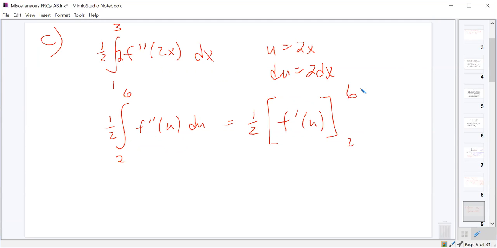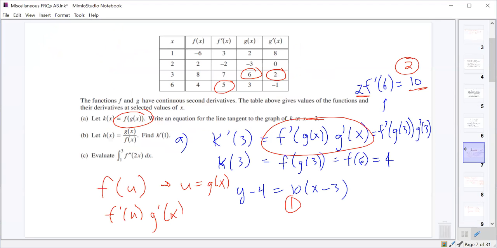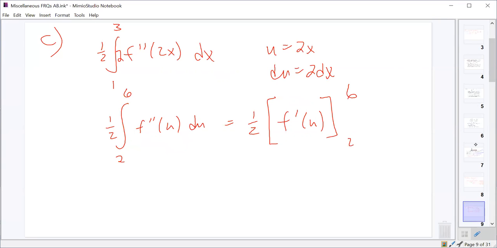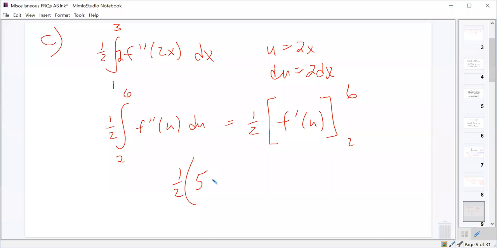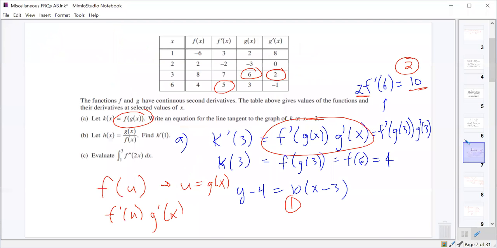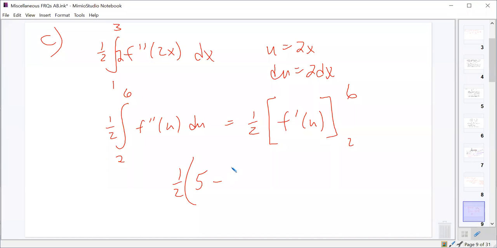And so that ought to give us 1/2 of f prime of u evaluated from 2 to 6. And then let's see, did our chart have 2 and 6 both on it? Yeah, it did. So if we plug in, f prime of 6 was 5, and f prime of 2 was -2. You end up with 7/2 as your final answer. Any questions on that?